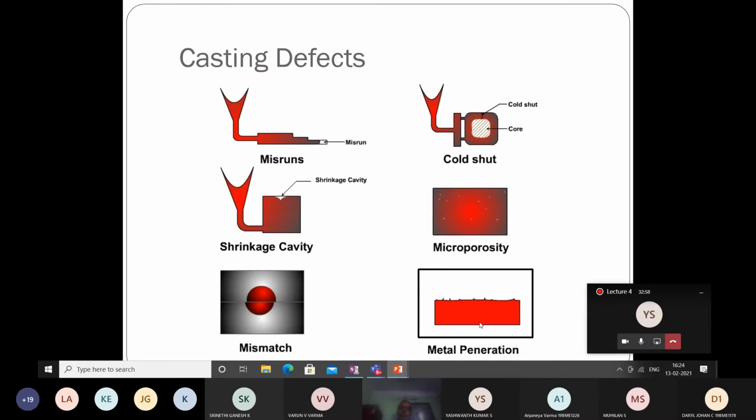Metal penetration is due to sand. Inside the cavity, some sand is there. Especially in the case of a sand cavity, the metal will penetrate inside. Whenever sand is there, some penetration will take place, and you will have defects like this.